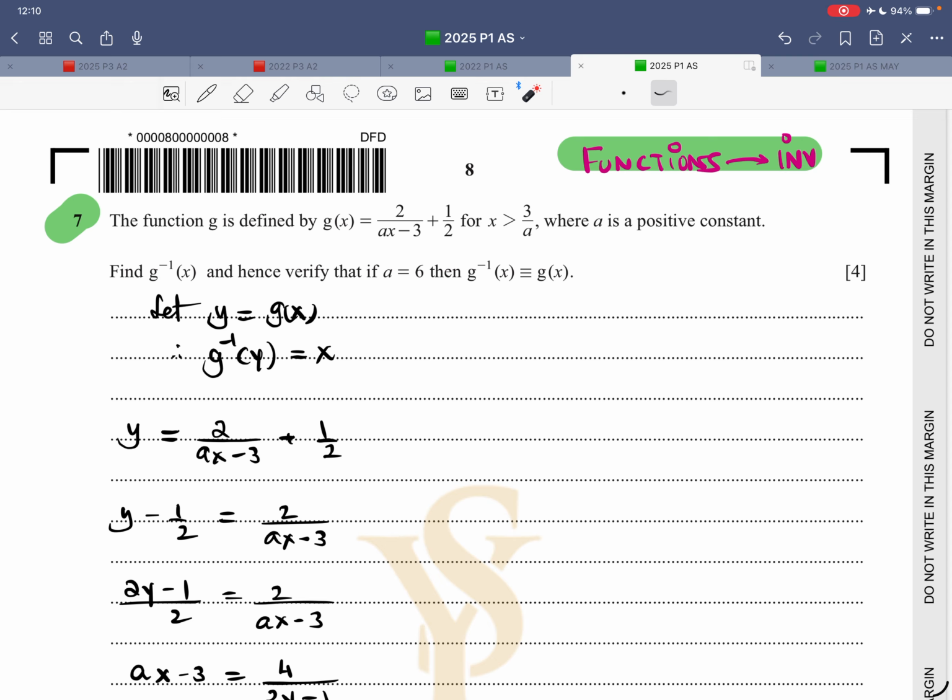So far, the function g is defined by g(x) is 2 over (ax minus 3) plus a half, for x greater than 3 over a, where a is a positive constant. Find g inverse of x. That's one part. Hence, verify. Verify means plug and check. If a is 6, then g inverse of x is the same thing as g of x.